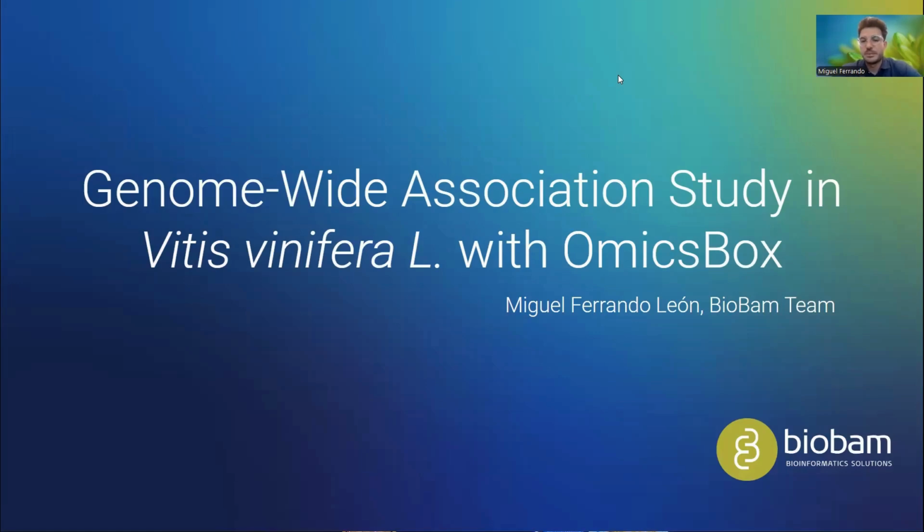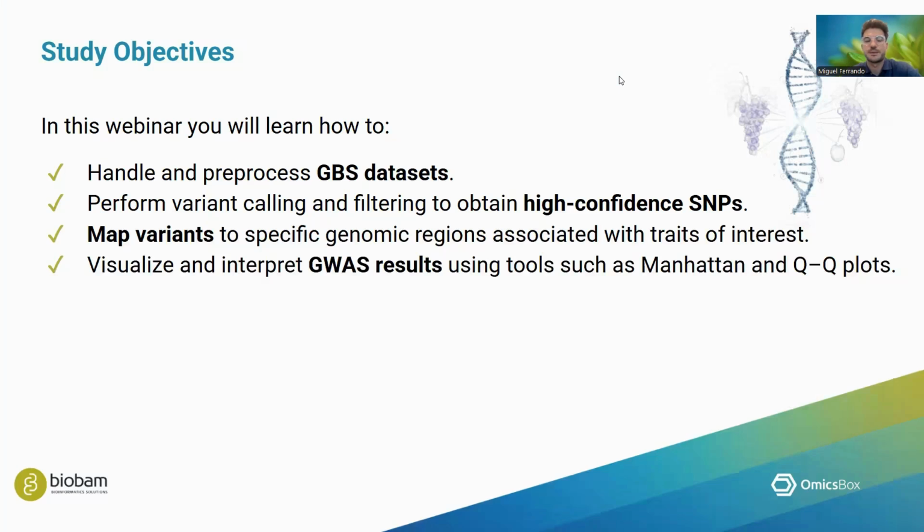Okay, so my name is Miguel Ferrando. I am part of the Biobank team, and today we are going to perform a complete genetic variation analysis in Vitis vinifera, a plant species, with particular focus on Genome-Wide Association Studies using OmicsBox. In this session, we will review how to prepare raw GWAS data to carry out a comprehensive variant analysis pipeline, to obtain high-quality genetic variants, focusing mainly on single nucleotide polymorphisms.